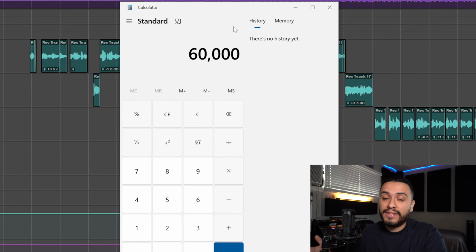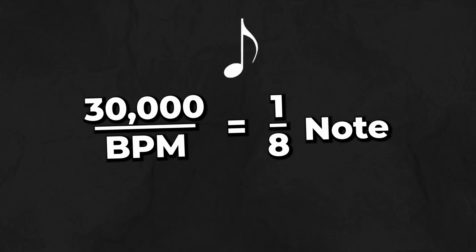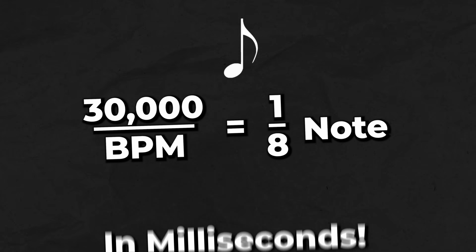But what most people don't know is that if you divide 60,000 by 2 multiple times, you get different values that you could use as a starting point for your calculations, instead of that standard 60,000 millisecond value. So if 60,000 divided by our BPM gives us a quarter note value in milliseconds, then that means when you divide 60,000 by 2, you get 30,000 milliseconds, which if you plug this value in and divide by your BPM, you'll get an eighth note in milliseconds.